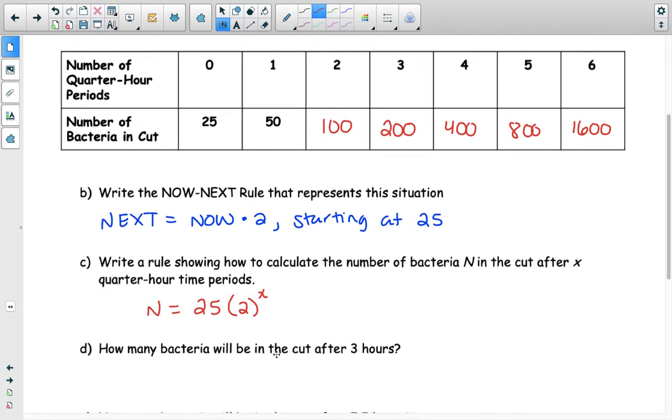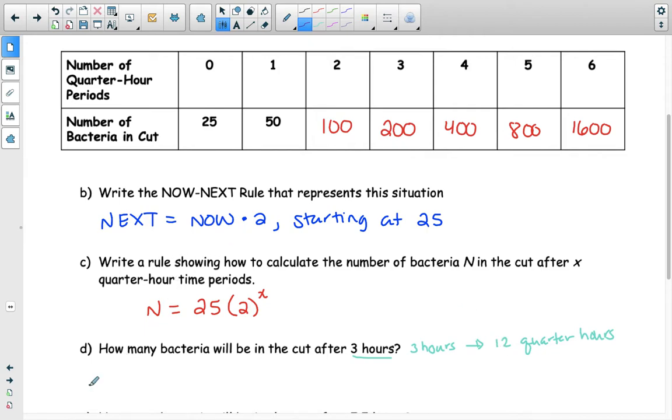Question D says, how many bacteria will be in the cut after 3 hours? There's a difference here. This does not say 3 quarter hours. We have to break 3 hours up into quarter hour periods. There are 4 quarters in 1 hour, so that means there are going to be 12 quarter hours, because X is in quarter hours. So we would not use the number 3 in our equation, we would use the number 12. We would use the explicit form instead of the next-value form, because we don't need the 7th one, we need 12 quarter hours.